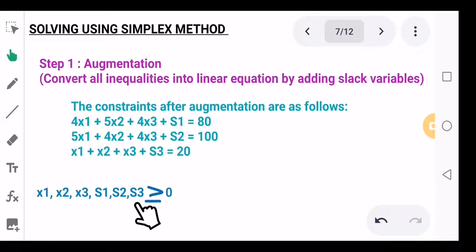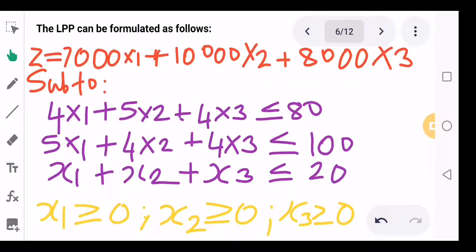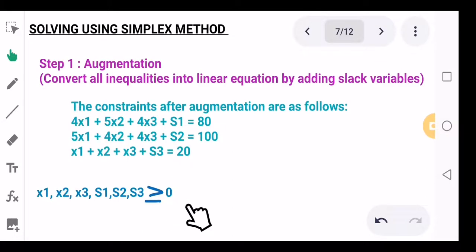And all of these variables, x1, x2, x3 and all the slack variables, will be greater than or equal to 0. This is the non-negativity condition, and all these are the constraints after augmentation. And what is augmentation? Augmentation is when you are converting all the inequalities into linear equations, and that is done by adding slack variables. That is what you have done here, and these are the constraints after augmentation.